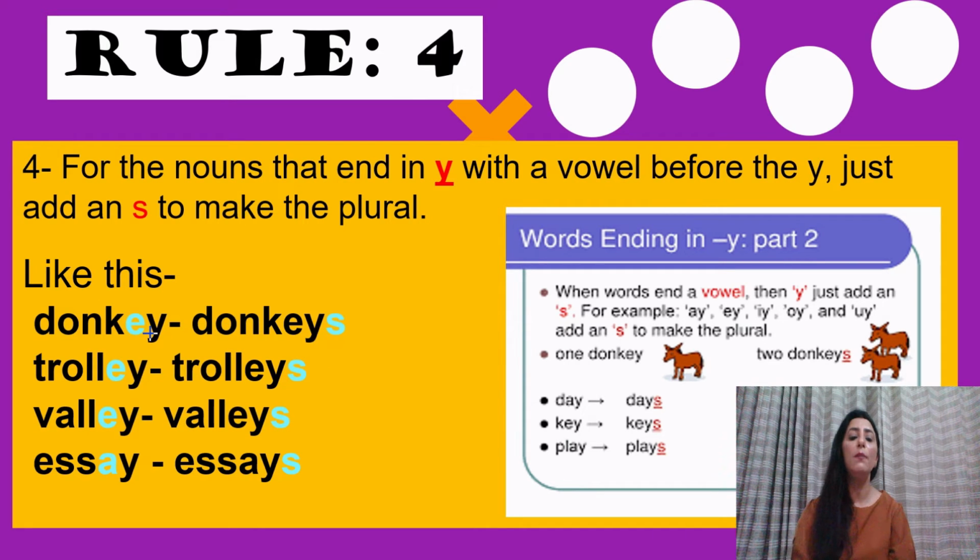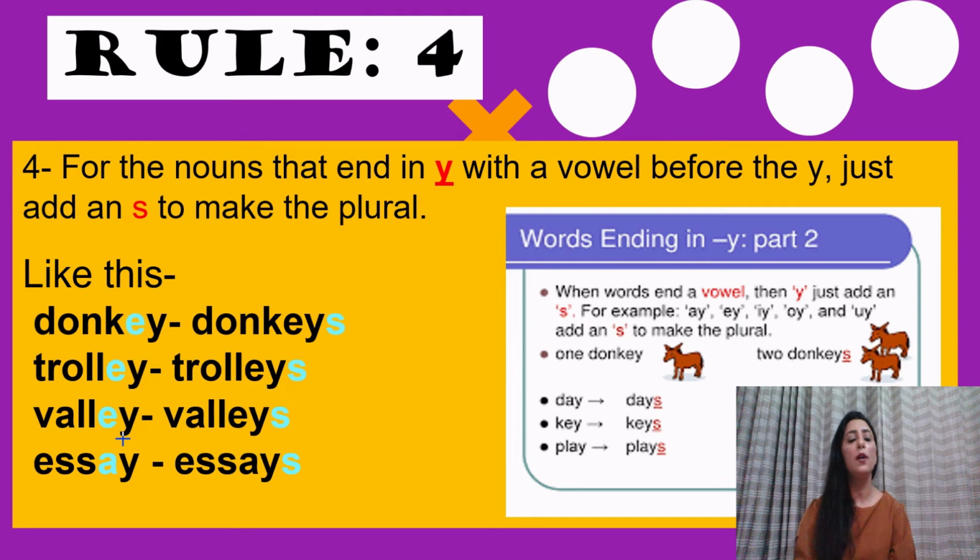So donkey becomes donkeys. Now the next word is trolley. So before Y, there's a vowel E. So trolley becomes trolleys. We are simply adding S to the word to form its plural form.